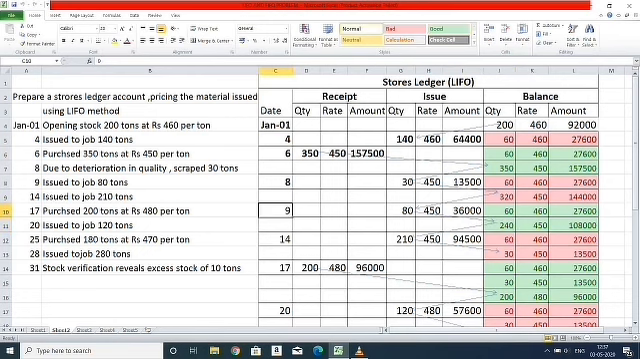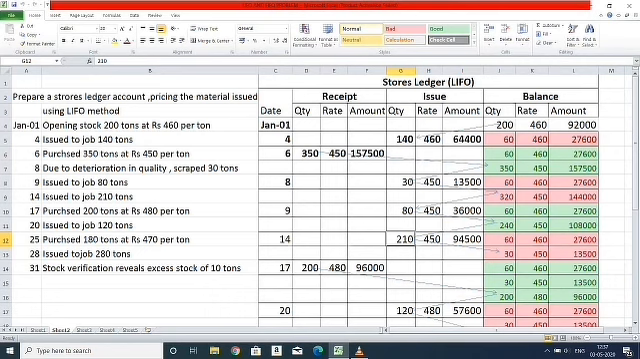Then on January 14, we are issuing 210 tons. We have to issue this 210 tons from our last lot, this 350. Its rate is 450 per ton. From that 350, now 240 units are in our closing balance.